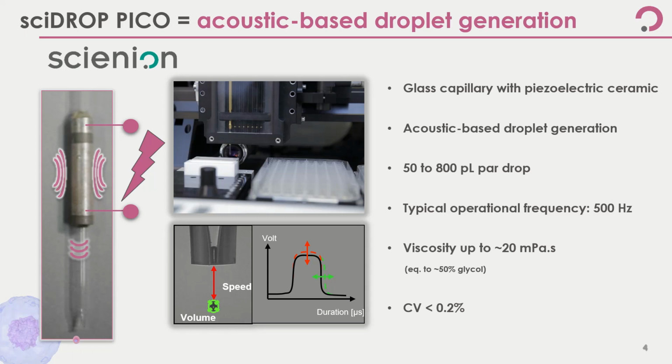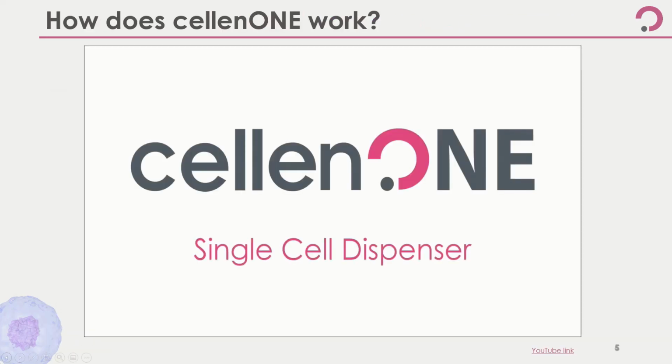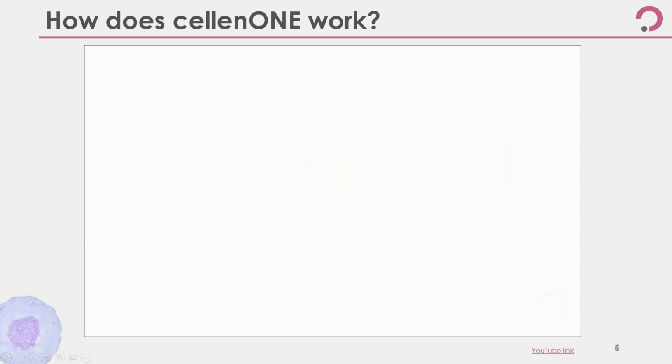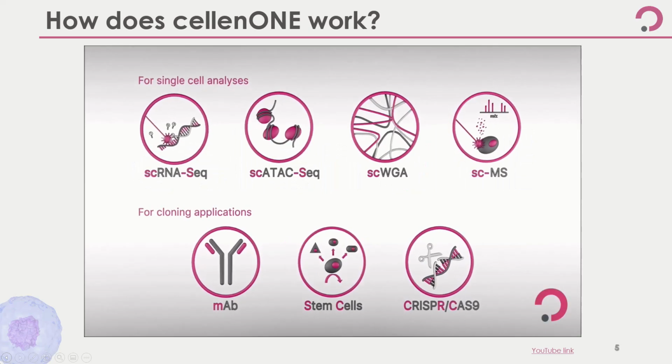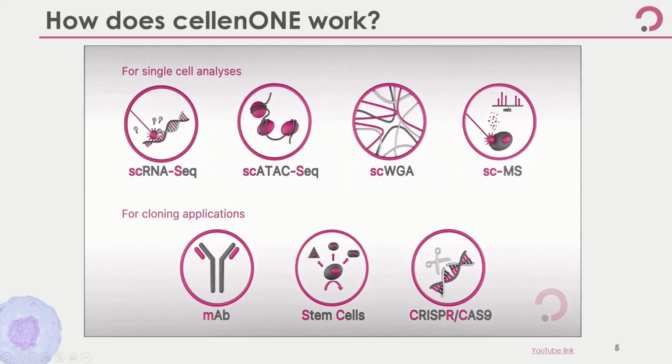So this technology can be used to generate very small droplets from 50 to 800 picoliter per drop. And we can obviously use this technology for single cell deposition, which is what we do at Cellenion. But you can also use the technology for dispensing nanoliter volume or picoliter volume of reagents. We have this little animation that's going to explain the principle of the cellenONE technology, which is a single cell dispenser, addressing, as I said, the two fields of single cell analysis and automated cloning.